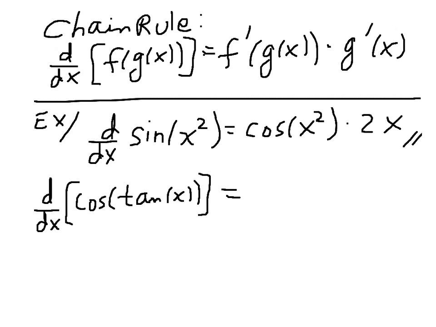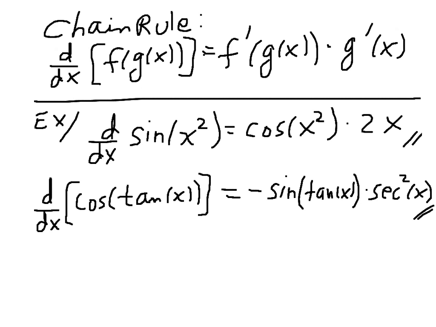Here we're taking the derivative with respect to x of the cosine of tan x. Cosine is the outer function, tan of x is the inner function. So I take the derivative of cosine, which is minus sine, leave the inside alone, and then I take the derivative of the inside, which is sec squared of x. And there we are. Not so bad.